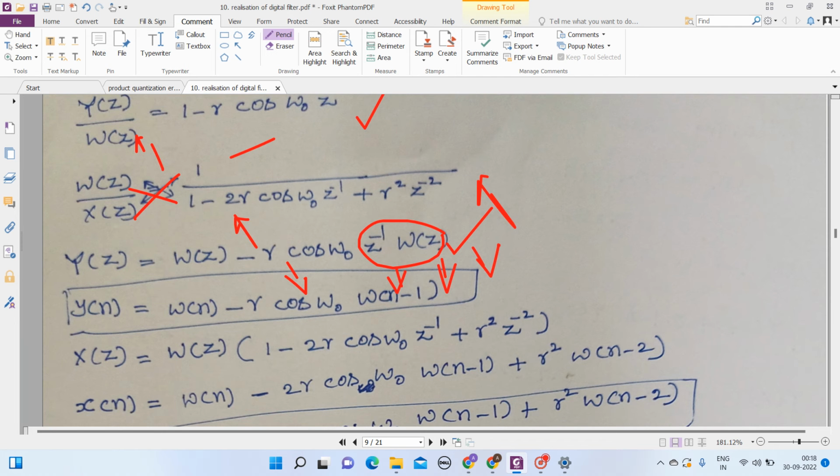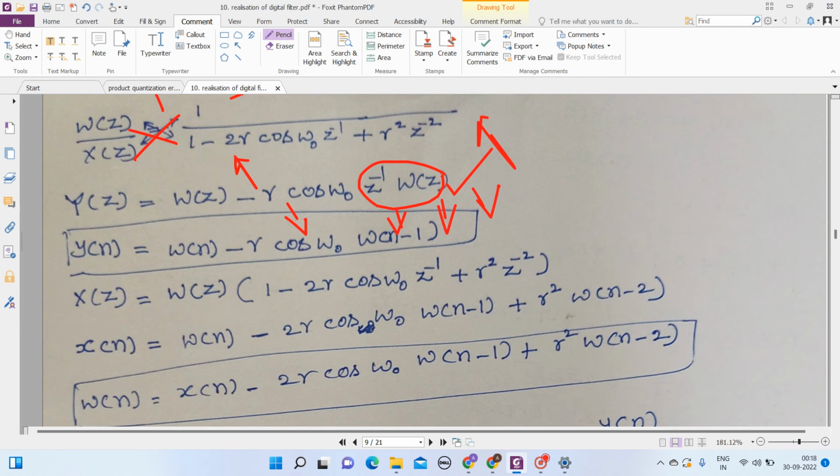After doing the cross multiplication, we have to arrange like this, right? So X of z is equal to W of z times 1 minus 2r cos omega naught z inverse minus r square z to the power of minus 2. This is the second equation. Just we have to convert again the z transform to a discrete time equation.